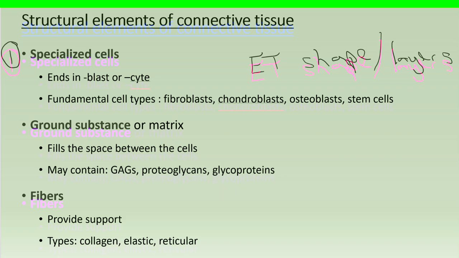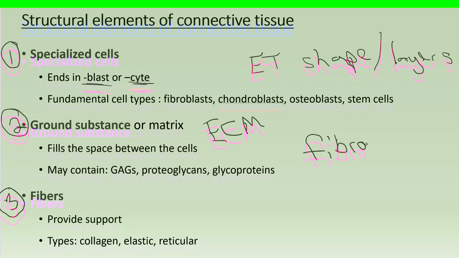You're going to have a type of cell that's found in that connective tissue. You're going to have a ground substance or matrix, also called your ECM. And then you're going to have fibers. So your specialized cells will generally be ending in blast or cyst, their suffix. So for instance, you have fibroblast.